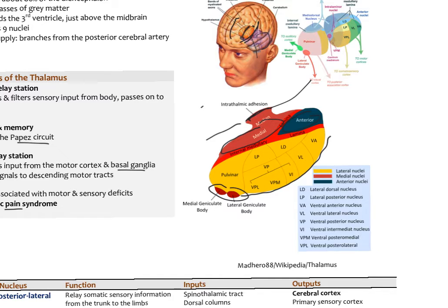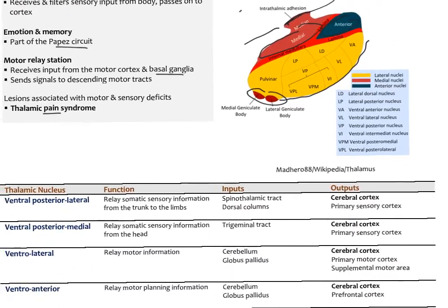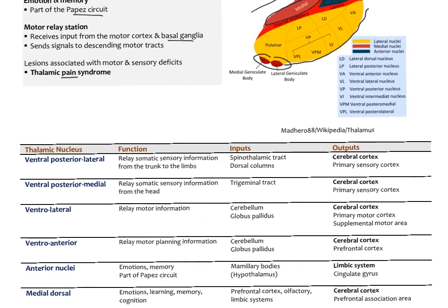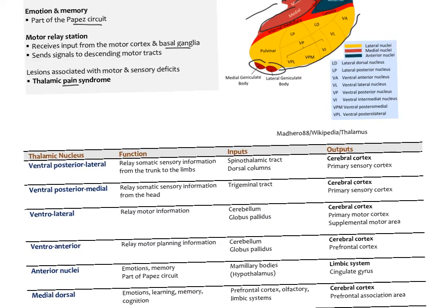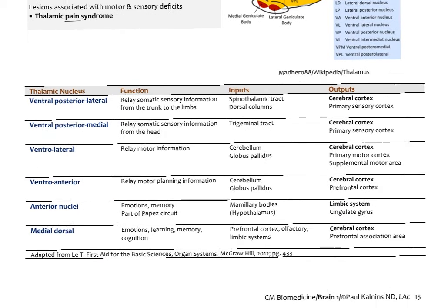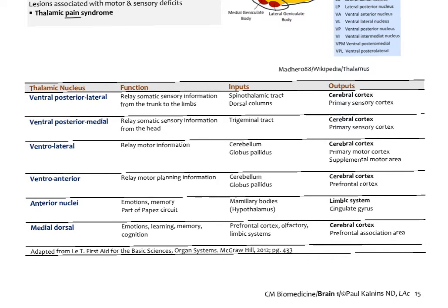So here are the names of the major nuclei within the thalamus, and here's a table below just summarizing what they are and what they do. Again, this is not something I'm going to have you memorize, but just know that there are these primary nuclei in the thalamus. So the ventral posterior lateral nucleus, this is a relay station for somatic sensory information from the trunk to the limbs.